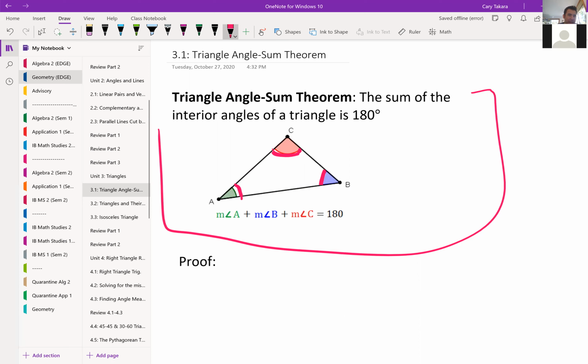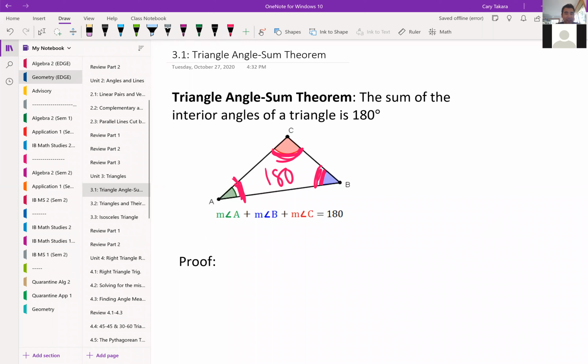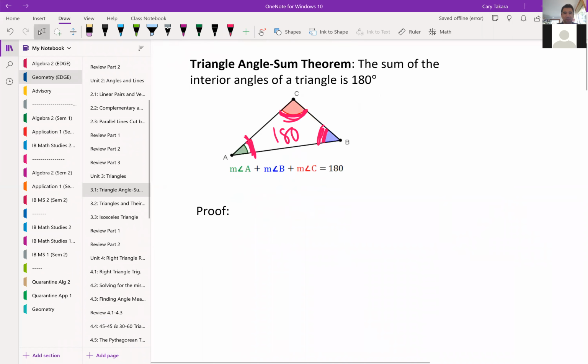Again, if you add angle A, angle B, angle C, it is going to be always 180 degrees, no matter what triangle it is. If it is a triangle, any triangle, it's always 180. Now, actually, there is a proof, and the proof is not that hard, and I will show it to you.